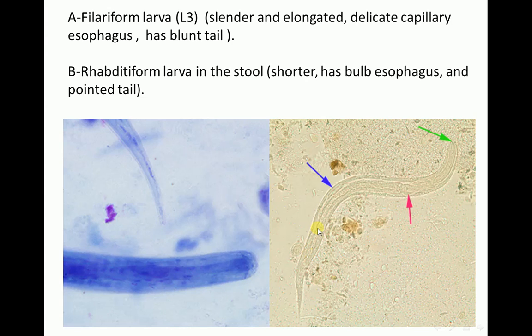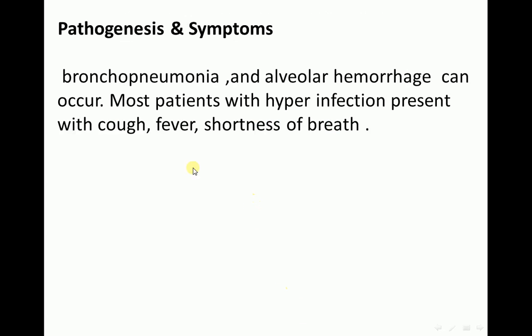Rhabditiform larva, we can see it in the stool, shorter than filariform larva, and has a bulb esophagus and pointed tail. Pathogenesis and symptoms include bronchopneumonia and alveolar hemorrhage can occur. Most patients with hyperinfection present with cough, fever, and shortness of breath.